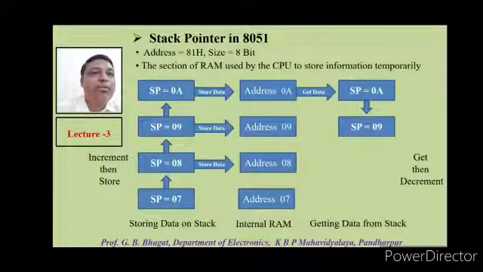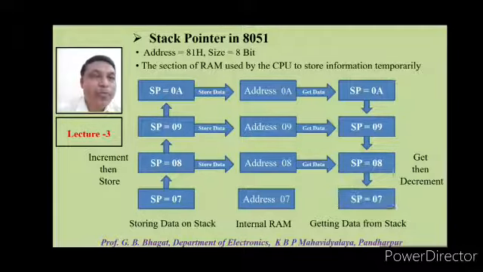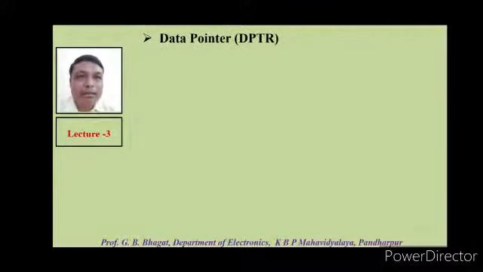Similarly, to remove the next byte, at first data will be removed and then the stack pointer will be decreased by 1 from 09 to 08. Similarly, to remove the data from address 08, initially data will be removed and then the stack pointer will be decreased by 1, that is, from 08 to 07. In this way, in this style, that is get then decrement, the data will be removed from the stack.